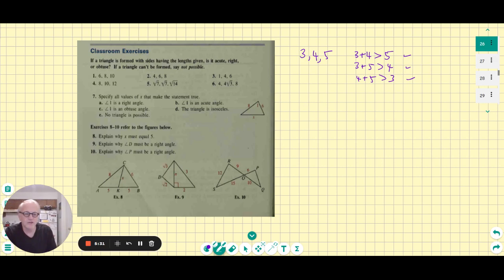But if we had a triangle like 2, 3, 4, no, that one would actually work. 2, 3, 6. And now we have 2 plus 3. It's not greater than 6. So therefore, not a triangle.